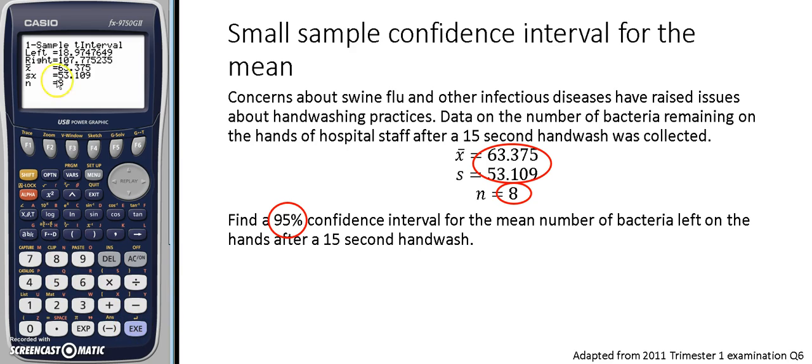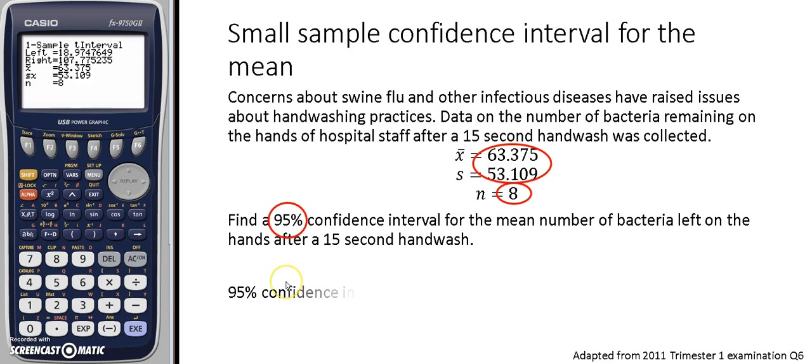We execute that, and that gives us the left and right bounds of our confidence interval. It also shows us the sample mean and sample standard deviation, as well as the sample size that we entered in order to construct this confidence interval. It allows us to just double check against the numbers in the problem.